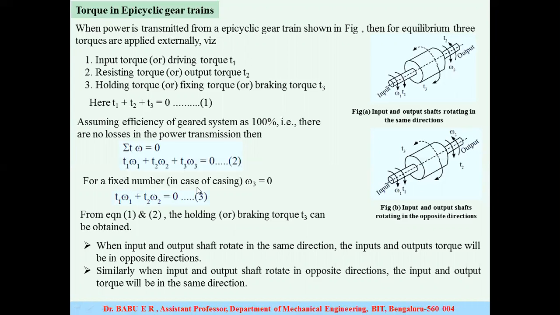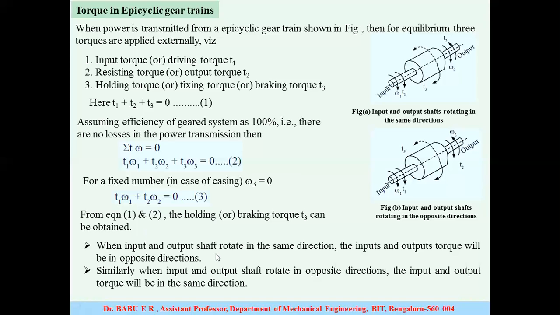For a fixed member, that is in case of casing, omega 3 will be equal to 0 because it is fixed. The angular speed of that will always be 0. Substituting this, the above equation becomes T1 omega 1 plus T2 omega 2 equals 0, called equation number 3. From equations 1 and 2, the holding or braking torque T3 can be obtained, in two cases.